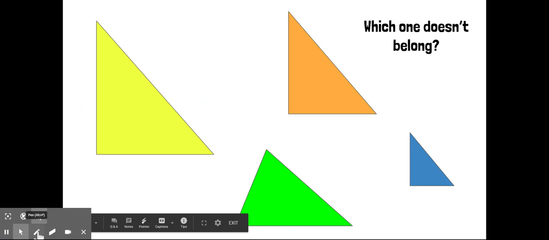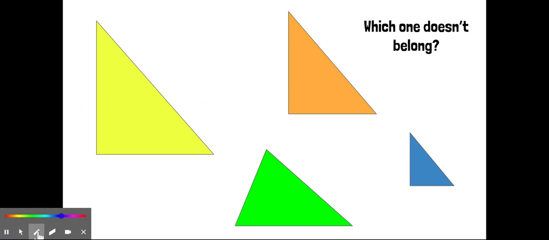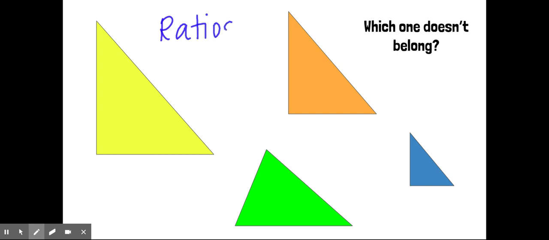This unit is super fun. The one thing I want you to remember is that ratios are key. So we've talked a lot about ratios. If you have a good foundation of ratios and you understand what that means, then you're going to have a phenomenal time in this unit.